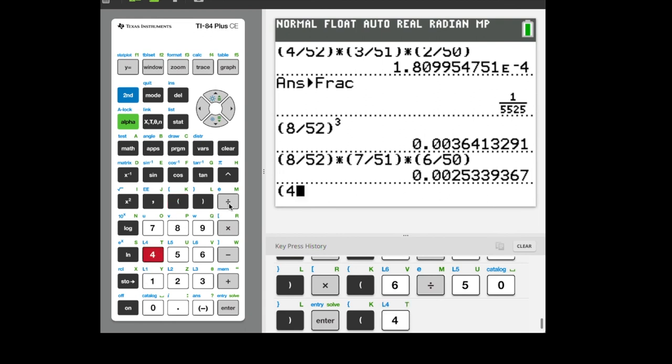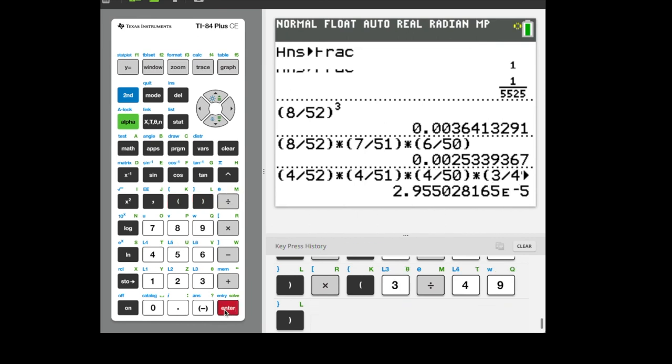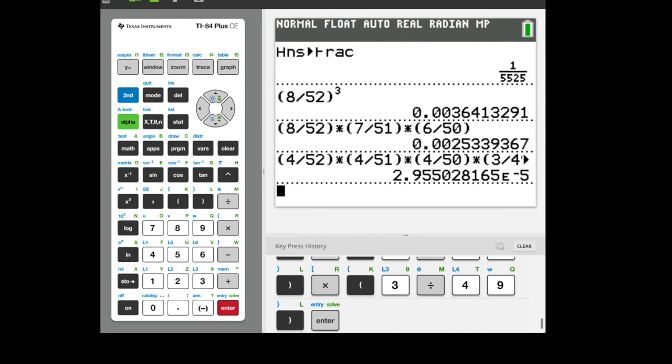Let's do 4 out of 52. Order matters with the multiplication rule, times, what was it? 4 out of 51. And then it was a jack, so 4 out of 50. And then another king, so 3 out of 49. Yeah, I expected that to be small.